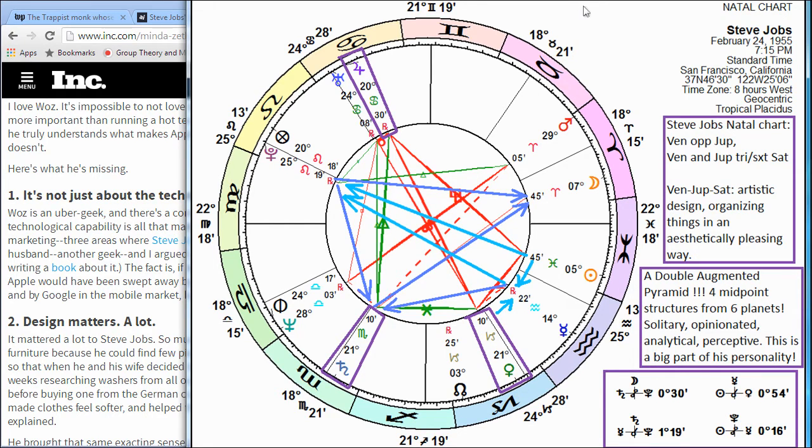So what you have is this intricate interweaving of planets where out of those five planets, there are three midpoint structures. And we call that an augmented pyramid. Augmented meaning one additional. And Steve Jobs has a double augmented pyramid where we add one more planet, Venus, and we've already got Sun and Mercury are two of the planets in our pattern.